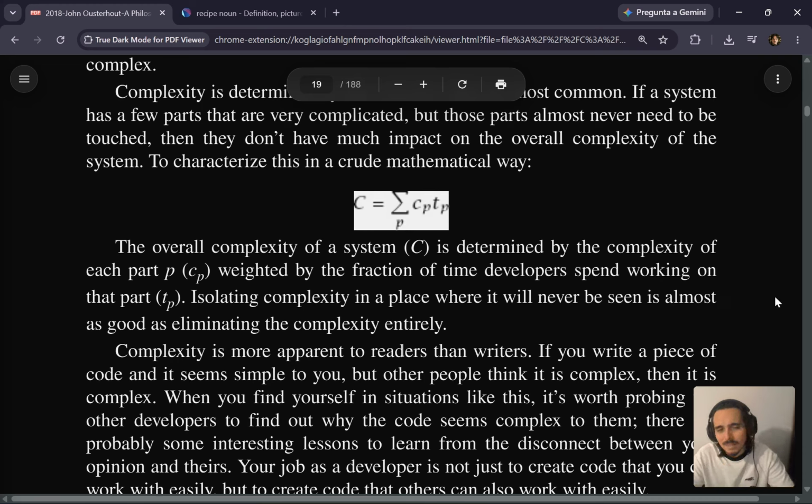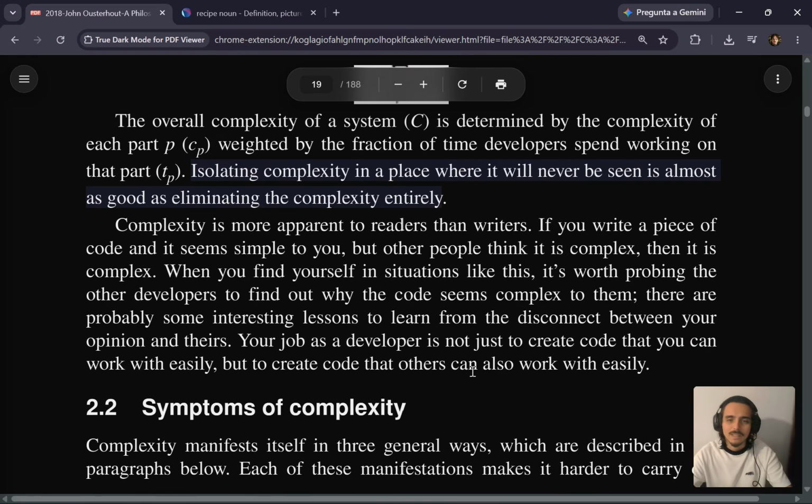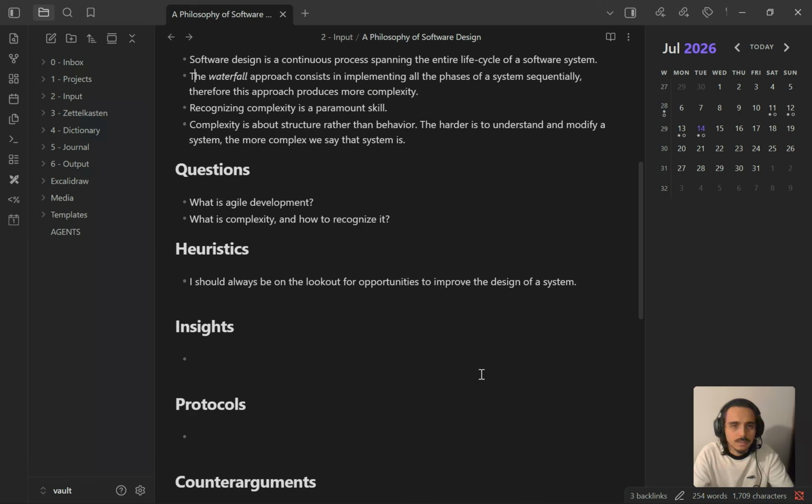This might be a heuristic, I believe. I feel it might be a part of a protocol in the future. So let's write it down. So let's go to heuristics.